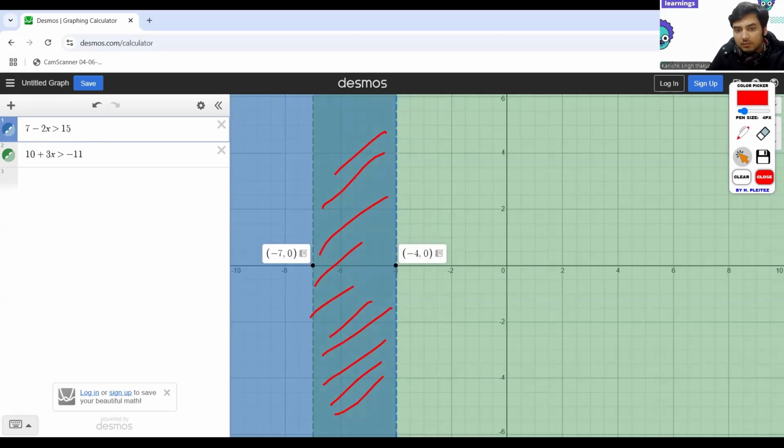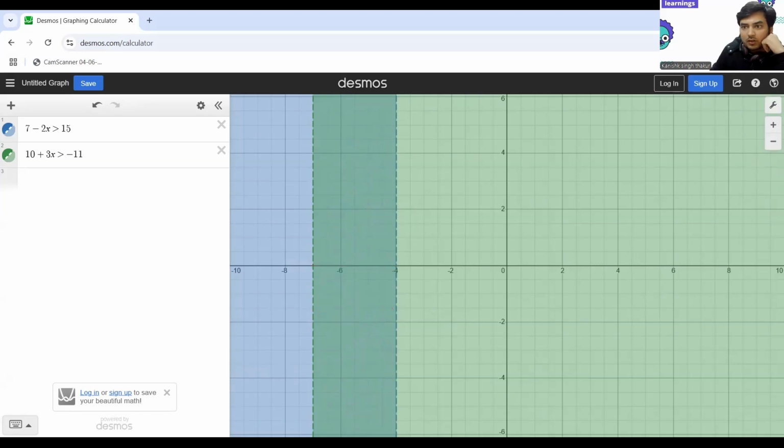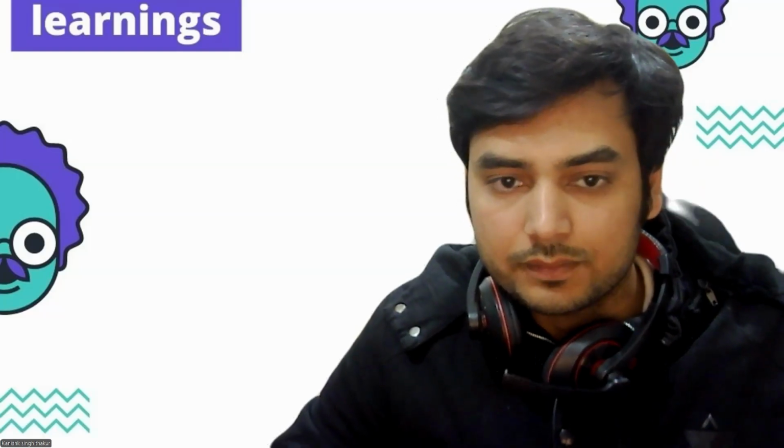This portion lies between these two points, so this is where the intersection of both graphs is. This is my solution, minus 7 to minus 4. This is how we do it by Desmos. I hope you must have got it. With Desmos, it would be extremely easier to do the question. So now we'll be solving by Desmos only. I've done a lot of work analytically.